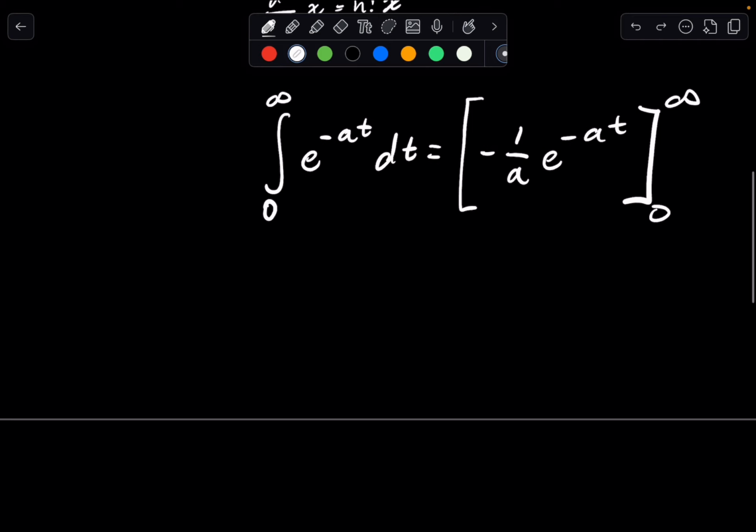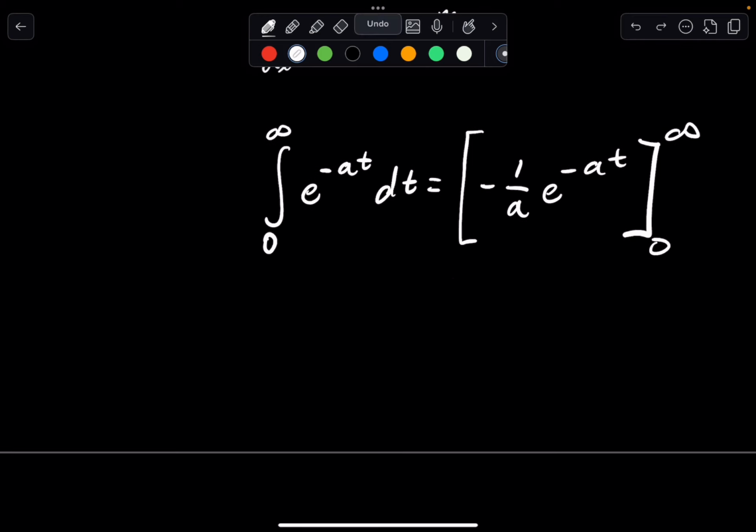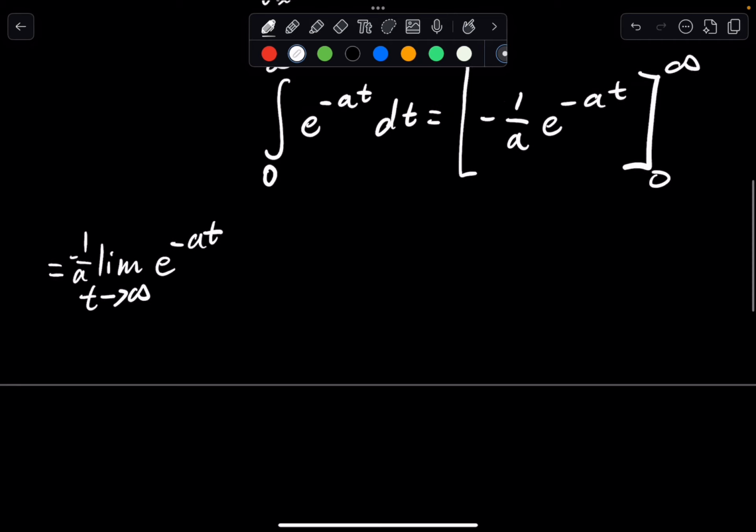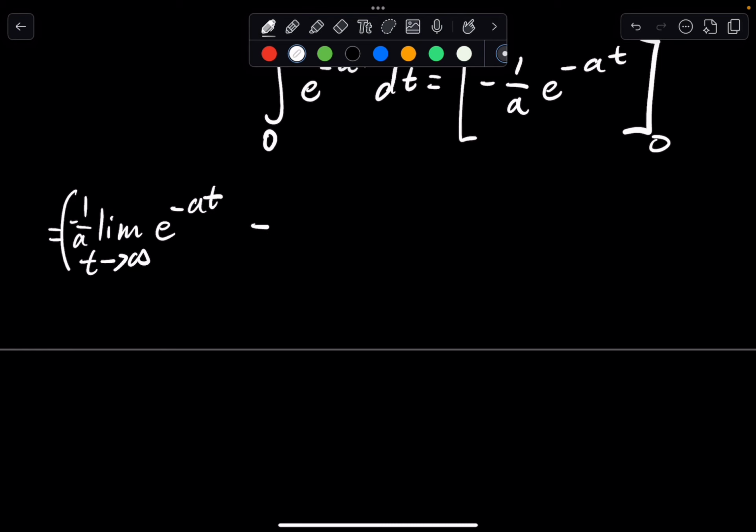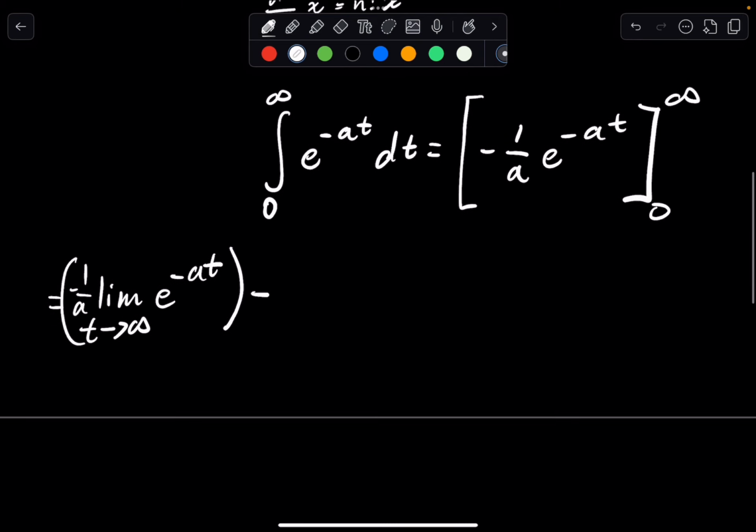It turns out, to evaluate this integral, we can simply use a limit, since we're using infinity up here. So this is all equal to the limit as, and remember, we're doing this with respect to t, as t approaches infinity, and we can pull the constant out, negative 1 over a, e to the negative at, all minus, since this is an integral, the fundamental theorem of calculus. We have 0 right here, so we just plug in 0 for t, minus negative 1 over a e to the 0. Beautiful, just like that, okay?